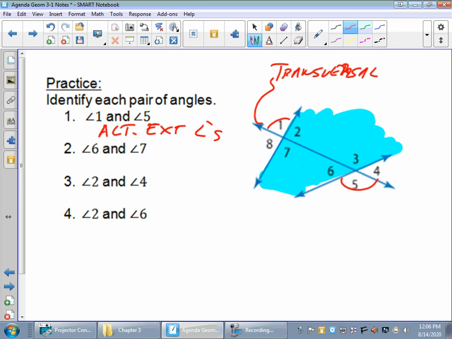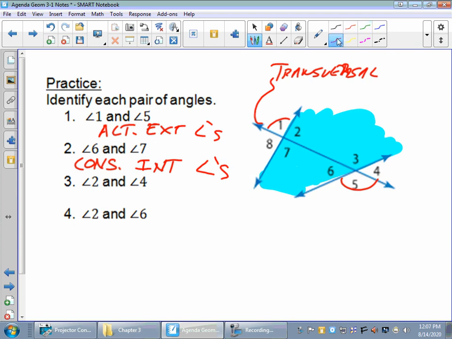Well, we know they're interior angles because they're inside the two lines, and they're on the same side of the transversal. And are they alternate? No, they're not alternate because they're on the same side. So that one would be consecutive. And I'm giving you the abbreviations here. That would be consecutive interior angles. How about 2 and 4?